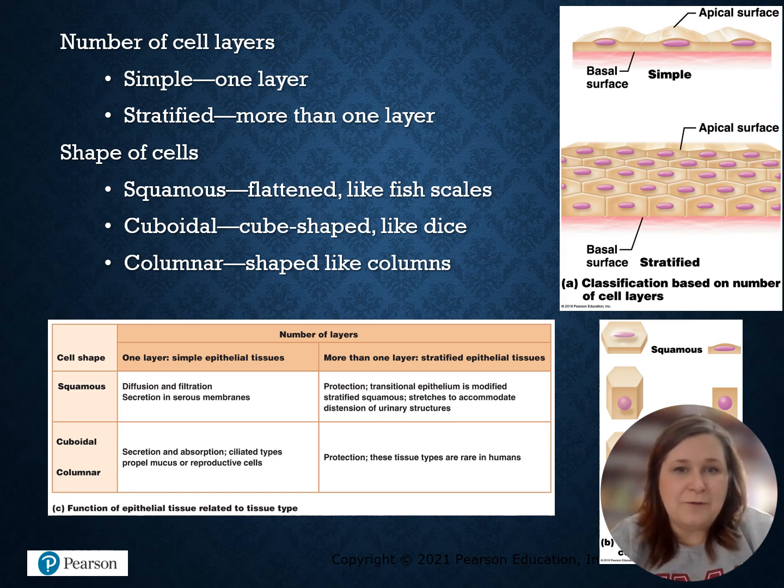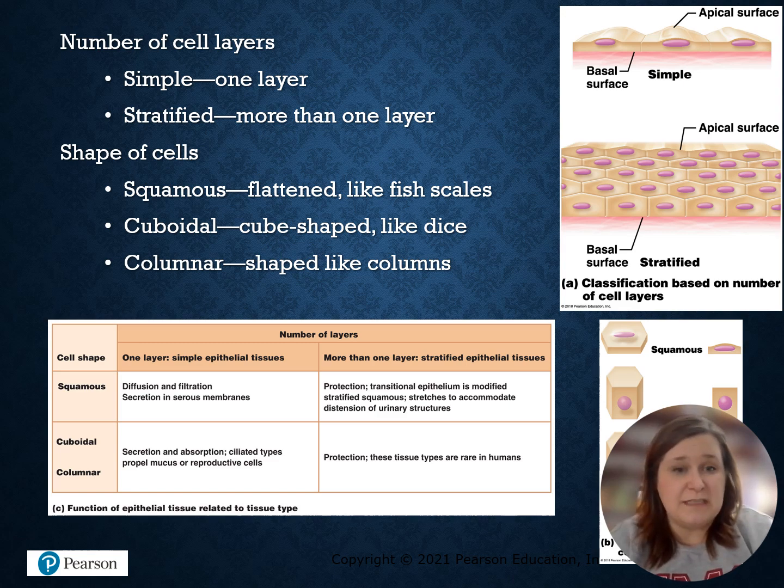types. The way that we're going to classify epithelial tissue is going to deal with the number of cell layers and the shape of the cells. So when we're talking about simple cells, we're talking about one layer. So if we say like simple squamous, we're talking about one layer of squamous cells. If we talk about the epithelium being stratified, that means there's more than one layer. So those both deal with number of cells.